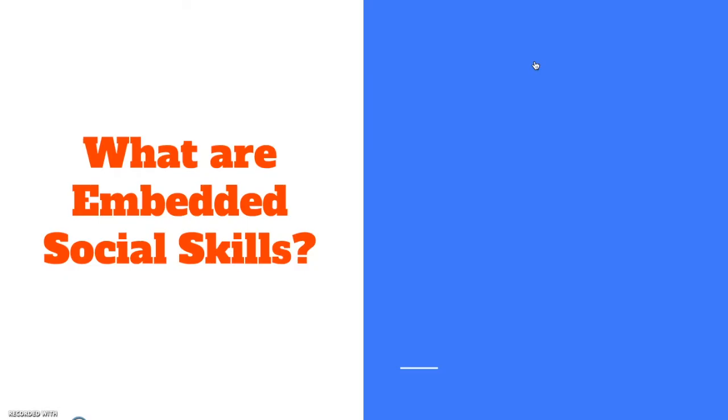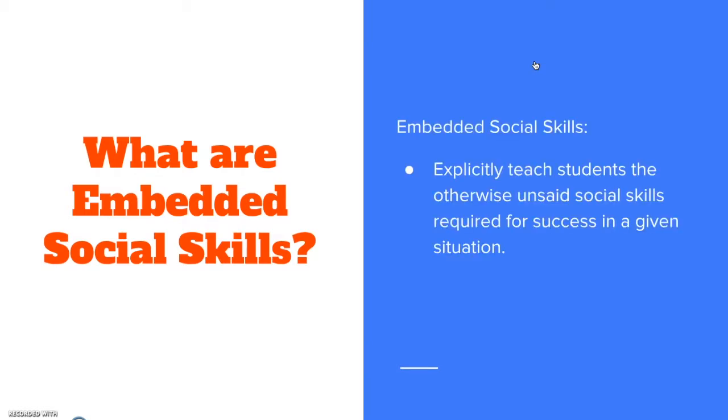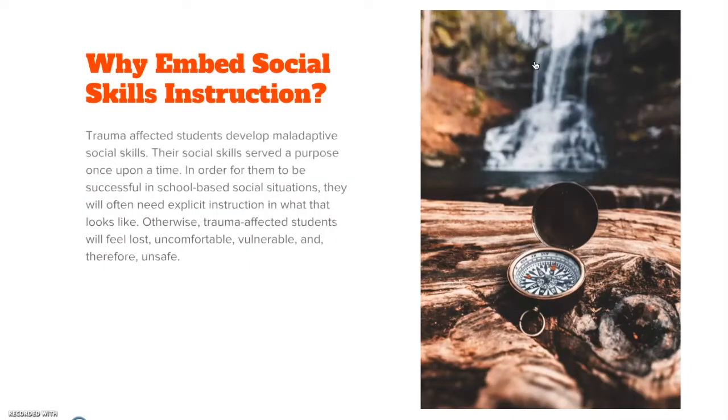Just like we explicitly teach students the structure of the English language or an algorithm for division, we need to explicitly teach students the otherwise unsaid social skills required for success in a given situation. Why embed social skills instruction?